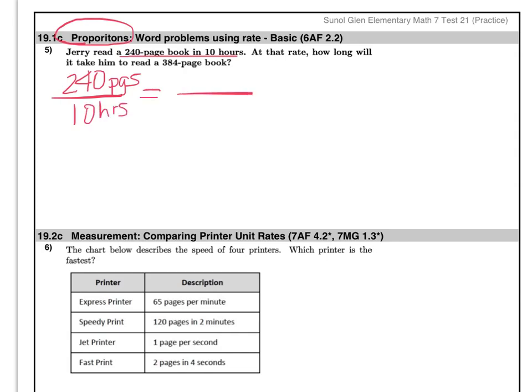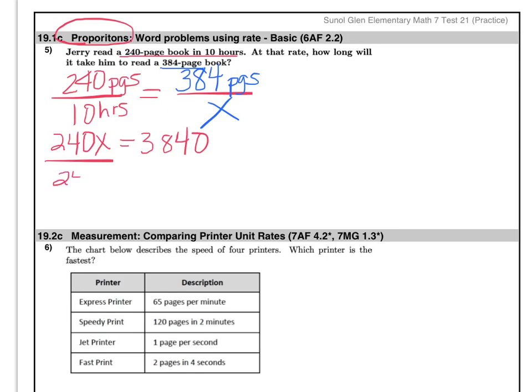Well, the next piece of information that they gave us was a 384-page book. So I want to put that in the numerator so that my pages are both in the numerator, which leaves the how long for the denominator. And I'm going to do cross multiplication, and I'm going to say 240 times x is 240x, which is equal to 10 times 384, which is 3,840. And I'm going to divide both sides by 240 so that I can get my x alone.